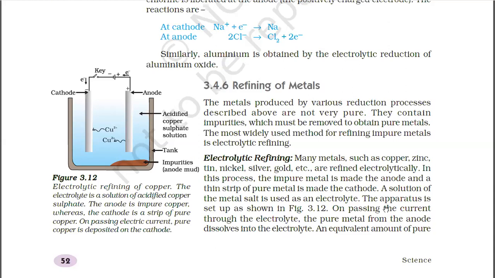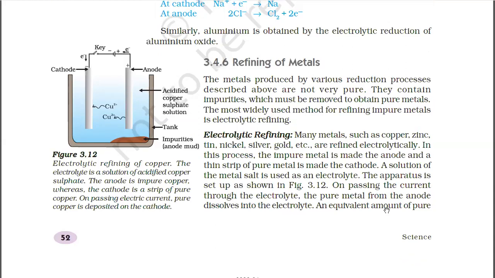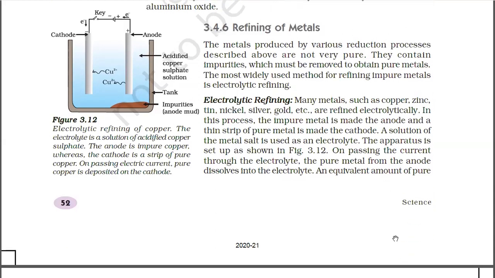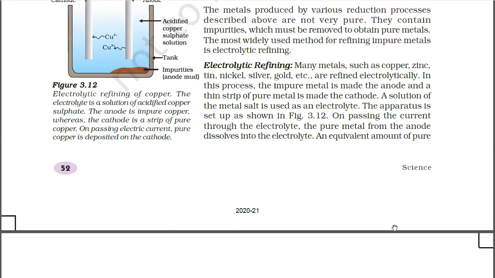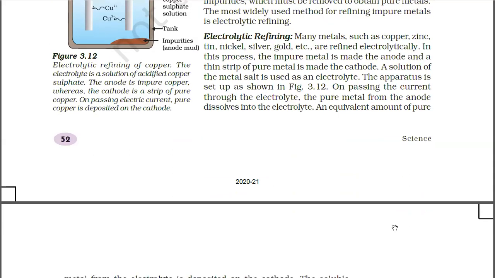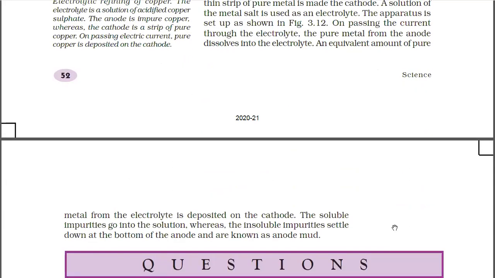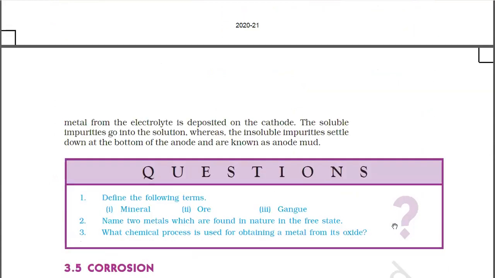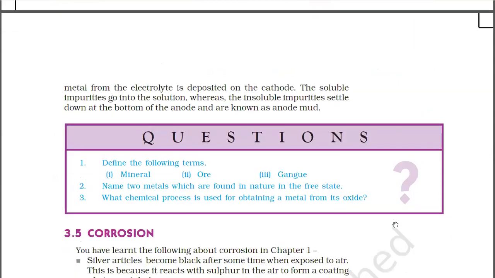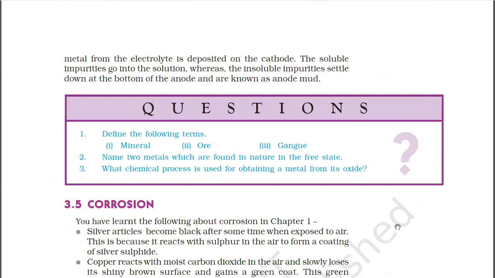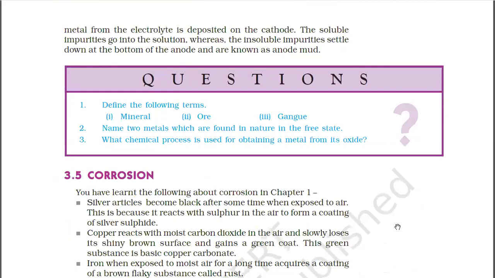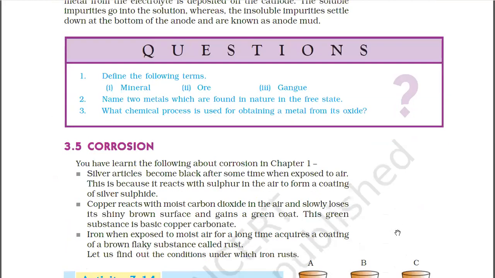The apparatus is set up as shown in figure 3.12. On passing the current through the electrolyte, the pure metal from the anode dissolves into the electrolyte. An equivalent amount of pure metal from the electrolyte is deposited on the cathode. The soluble impurities go into the solution, whereas the insoluble impurities settle down at the bottom of the anode and are known as anode mud.